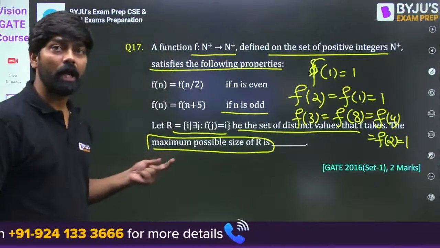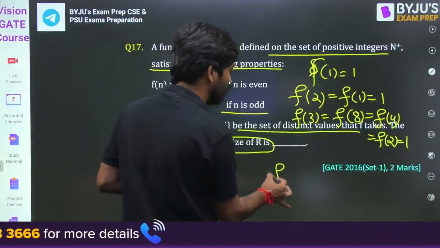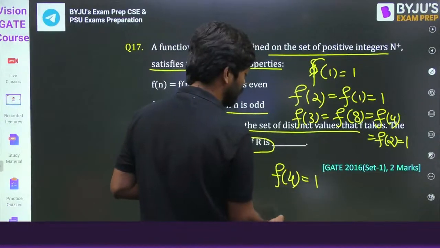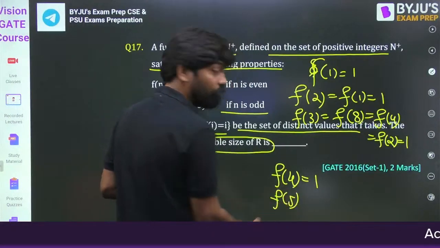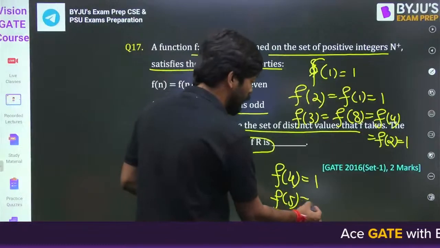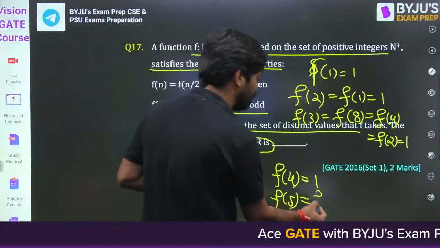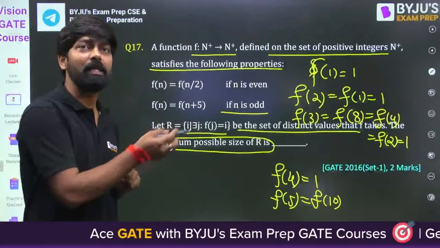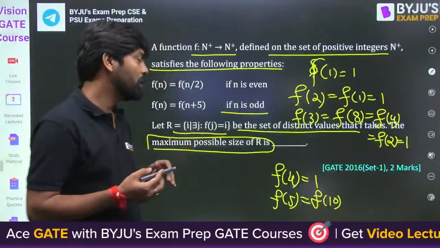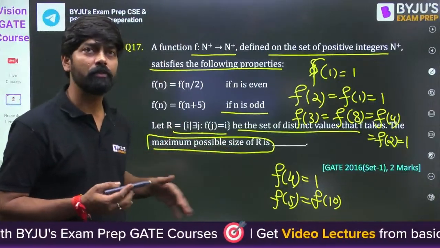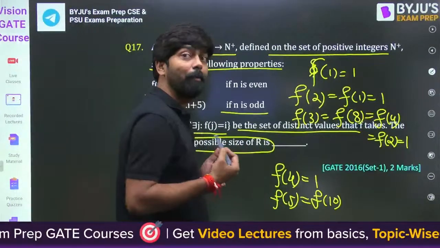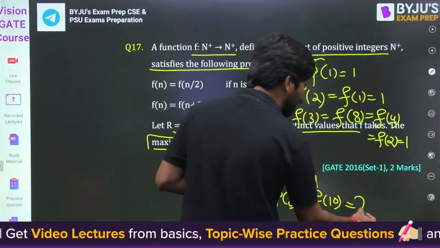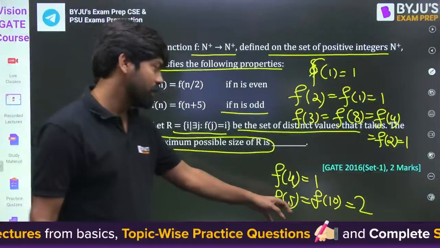Fine. Now, try for f(4). F(4) value is f(2), it is 1 only. Try for f(5). F(5) is an odd number. It is nothing but f(10), my dear friend. So you cannot assign any value here, so you can assign some other value. Now they're talking about maximum possible size of R. Because they are asking about maximum, not minimum. For minimum you can take 1 only, but for maximum you can get another value. Let me take 2. So f(10) is nothing but 2.